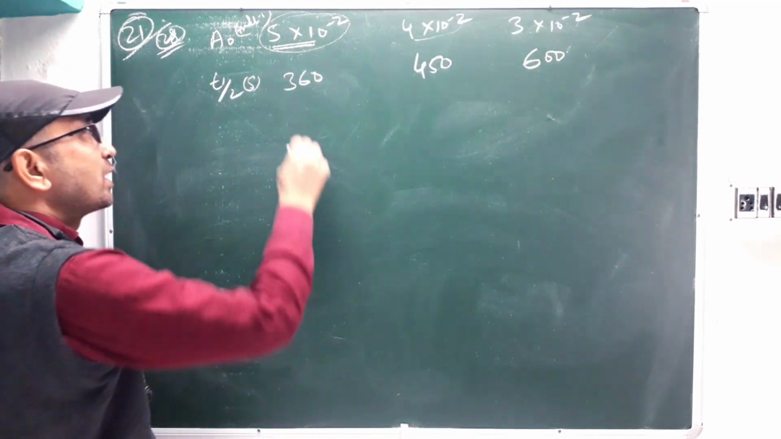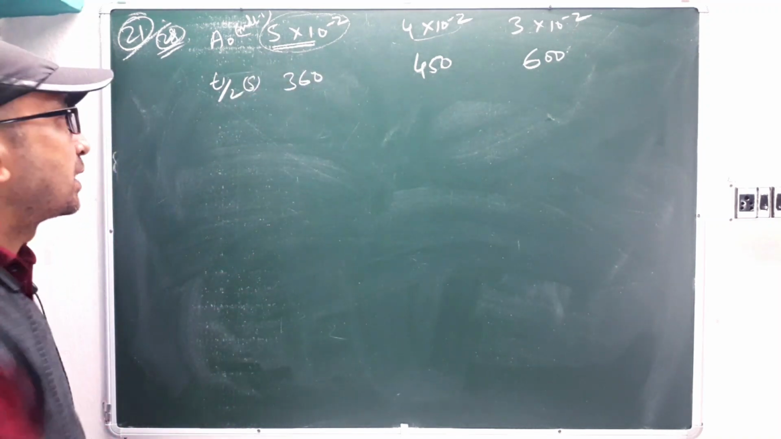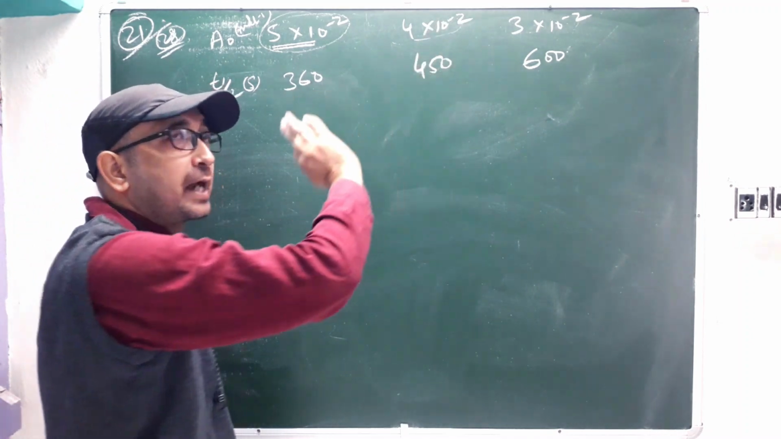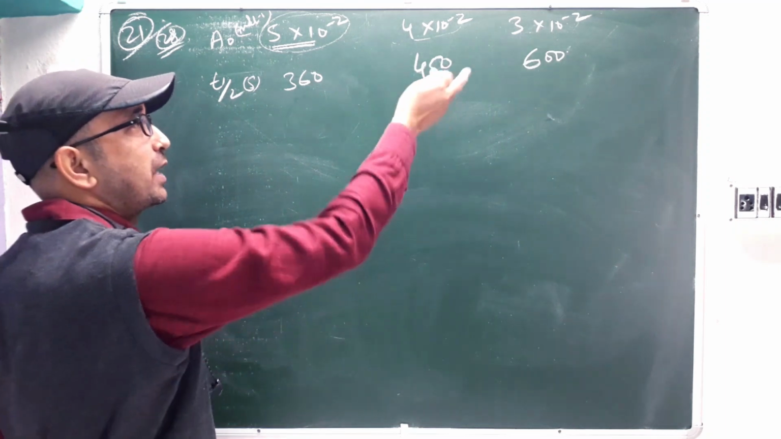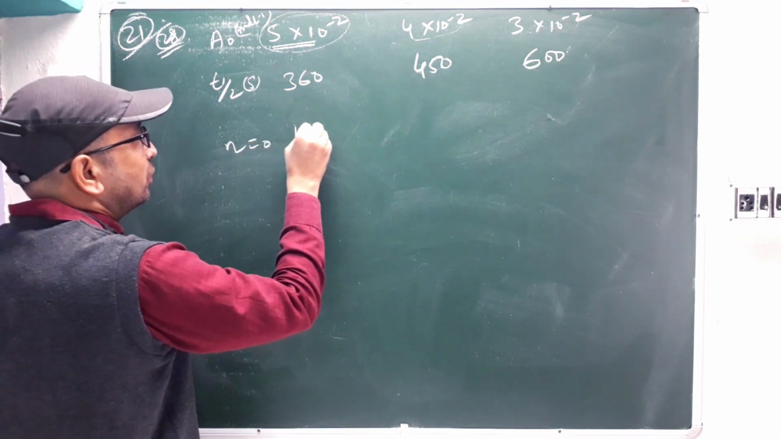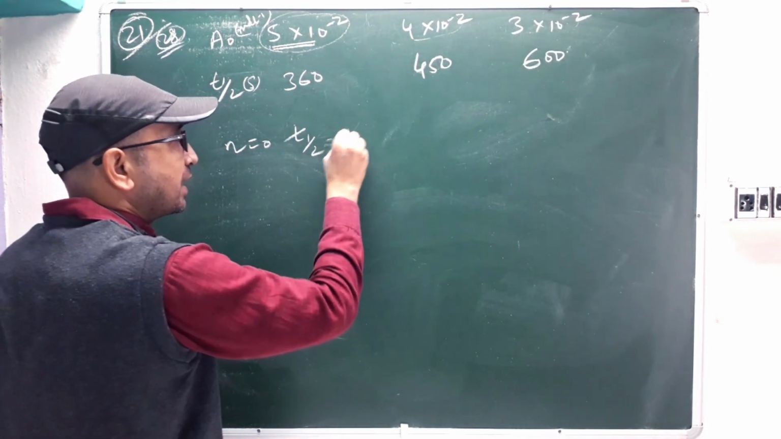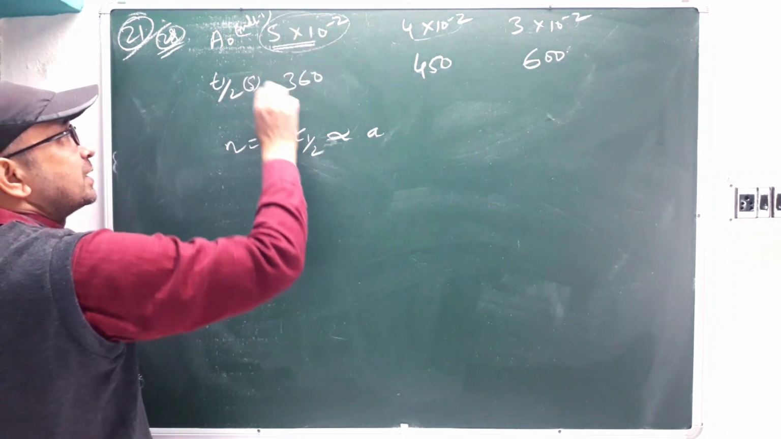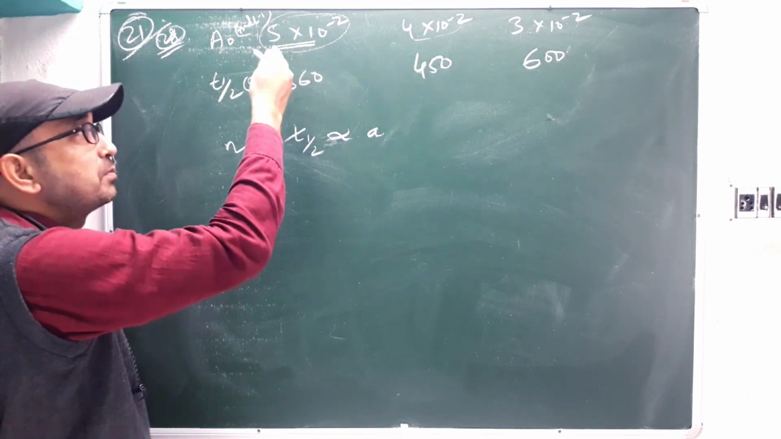Now what is happening? When the initial concentration is more, the time required is less. When you decrease the initial concentration, the time requirement is more, and then again when the initial concentration is further decreased, the time requirement is more. We have already seen that when n equal to 0, T half is directly proportional to concentration. Here, what is happening is that time and concentration are inversely proportional.